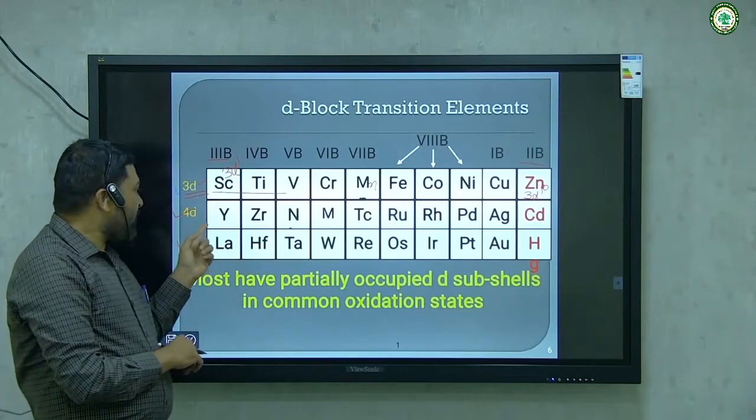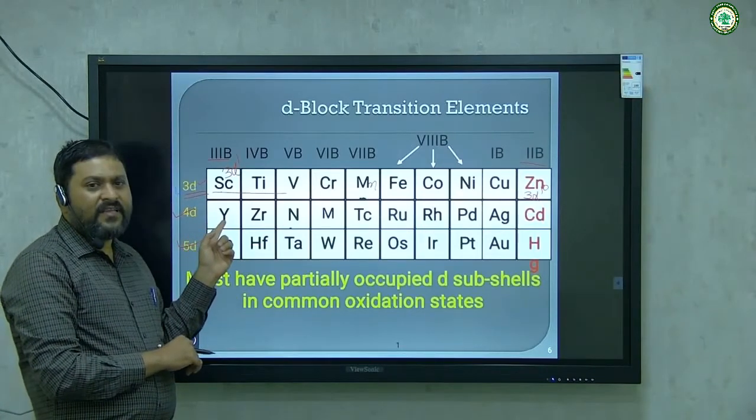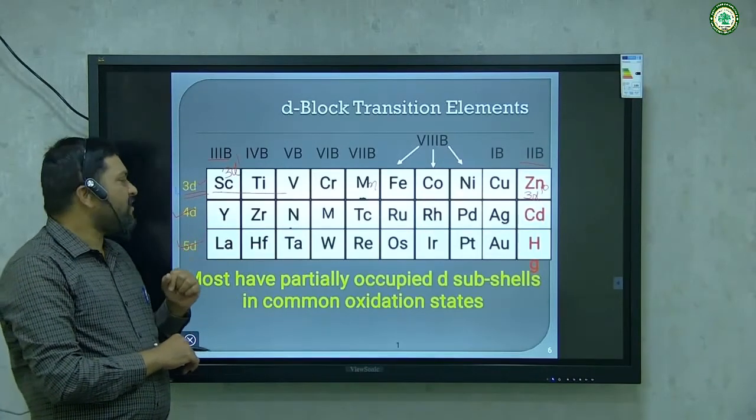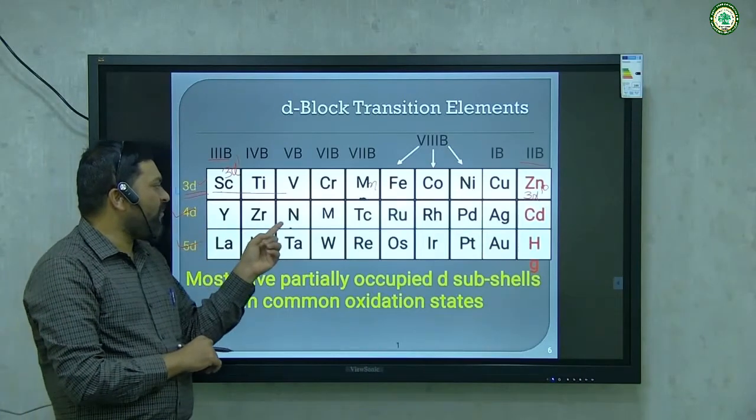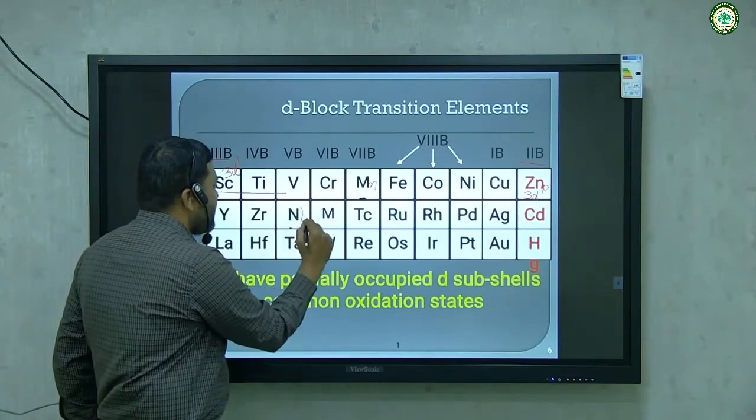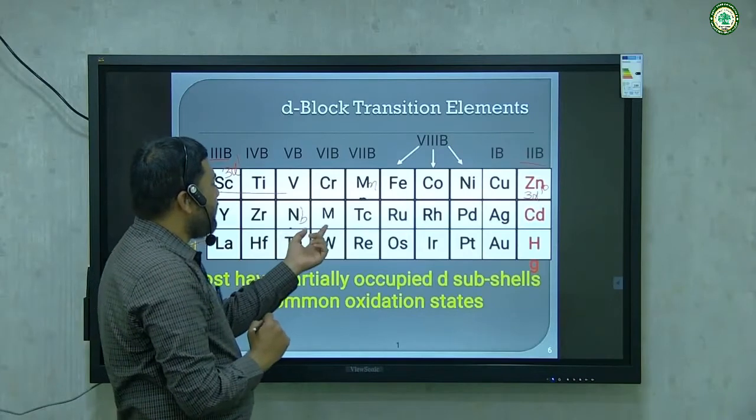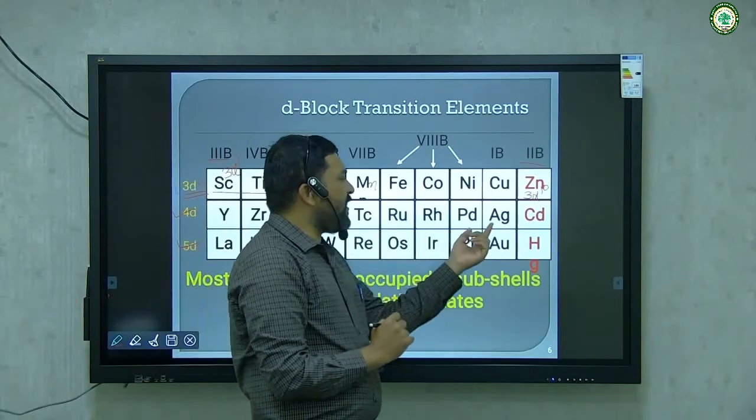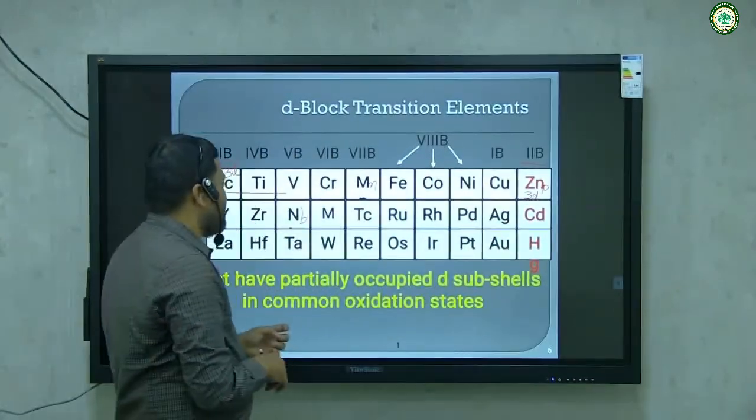Okay, after that, studying the 4D series. This 4D series starts from yttrium, zirconium, niobium (Nb), molybdenum, technetium, ruthenium, rhodium, palladium, silver and cadmium.